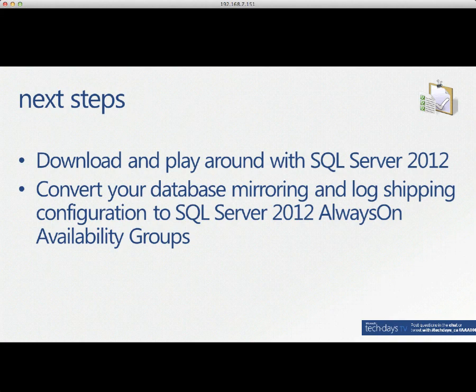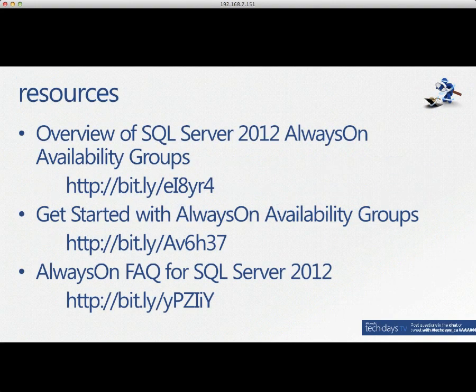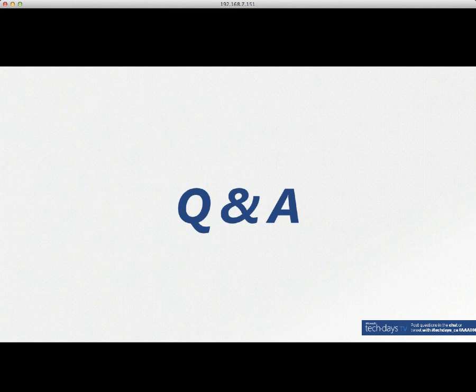Next steps, SQL Server 2012 RC0 is available. You can download and play around with it. Try converting your database mirroring and log shipping configuration to SQL Server 2012 Always On availability groups, similar to what I've done in the presentation. And have a look at these specific URLs on what Always On availability groups are, how to get started with Always On availability groups, and you can check out the Always On FAQ for SQL Server 2012. With that, thank you.